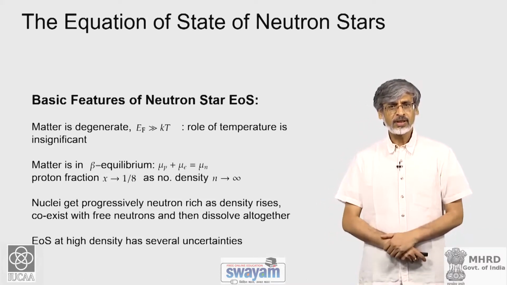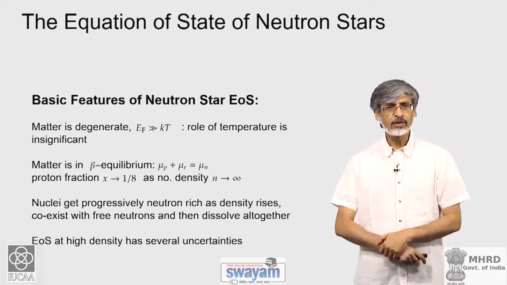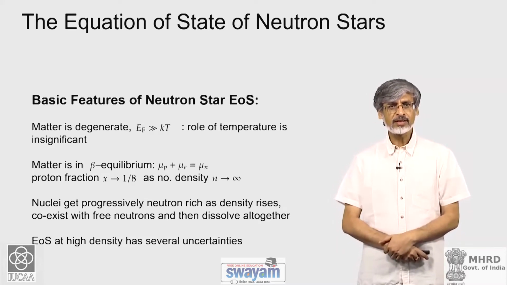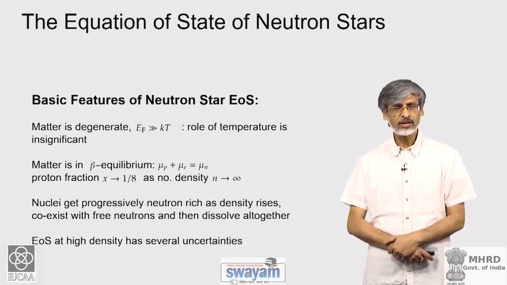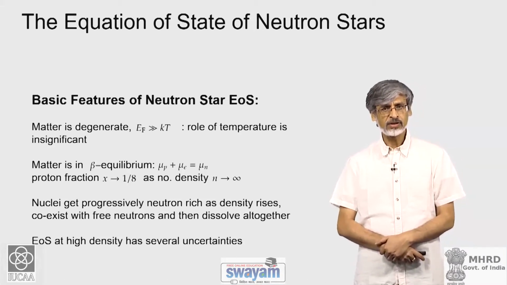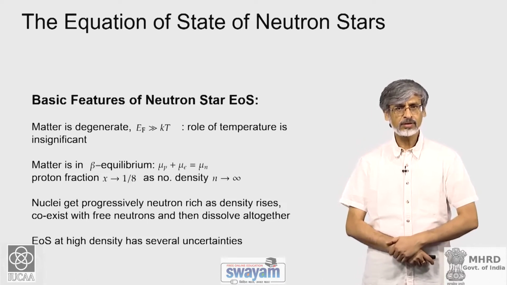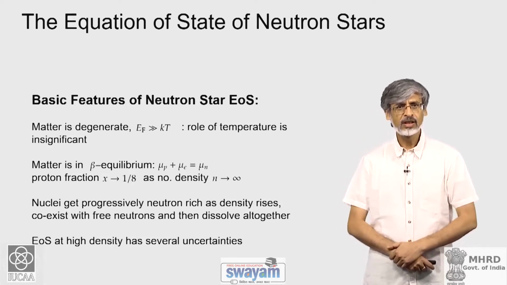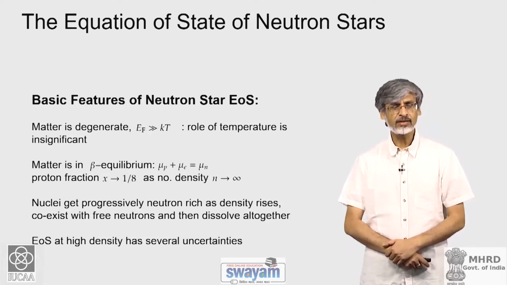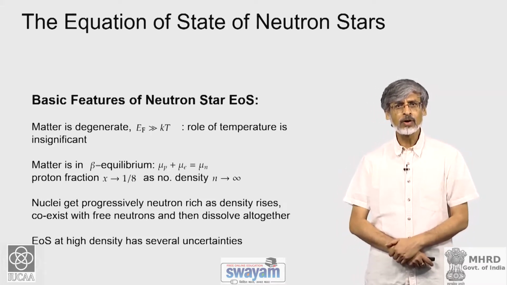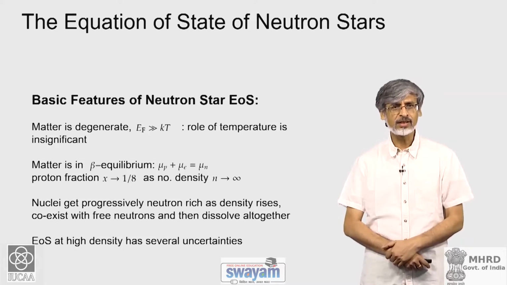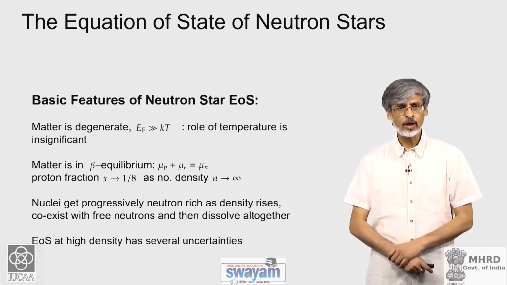We know that in a typical neutron star, the matter is largely degenerate, which means the Fermi energy of all components, be it protons, neutrons or electrons, is much larger than the thermal energy of these particles. So, therefore, the role of temperature in the equation of state is insignificant. So, we can ignore temperature for now.